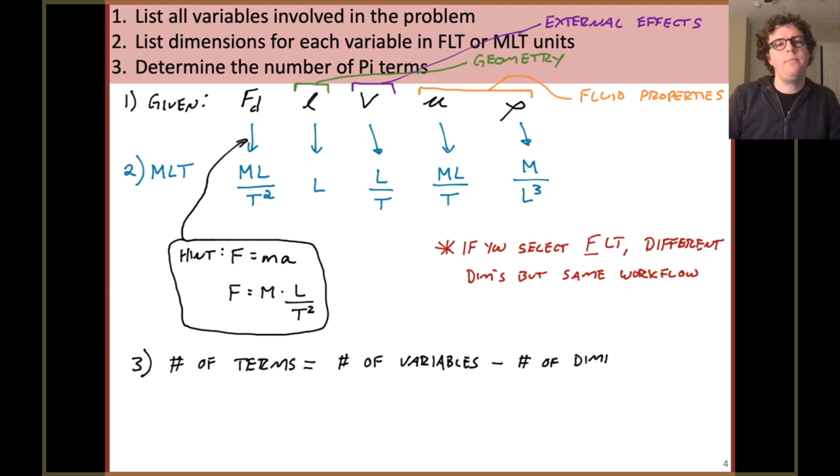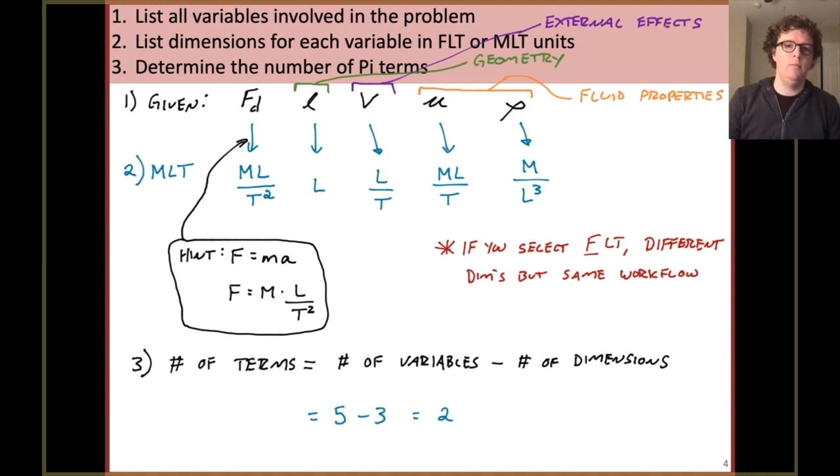Okay. Step 3, how many pi terms are you going to need? How many dimensionless groupings of variables are we going to generate? And so this is a simple calculation. The number of terms you need is equal to the number of variables you have minus the number of dimensions you have.